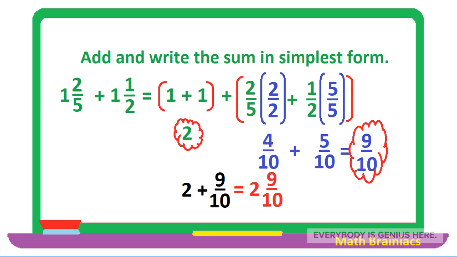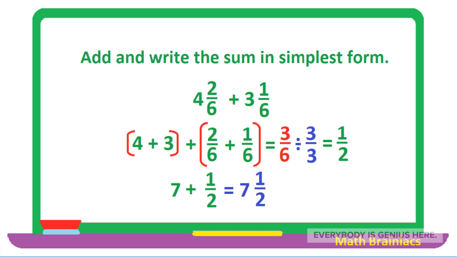If the sum of the fractions do not have common factors, then the fraction is already in its simplest form. We can right away add it to the whole number. However, if the fraction has common factors, we need to divide the fraction by its common factor to generate the simplest form. Then, we can add it. After generating the simplest form, we can add it to the whole number.